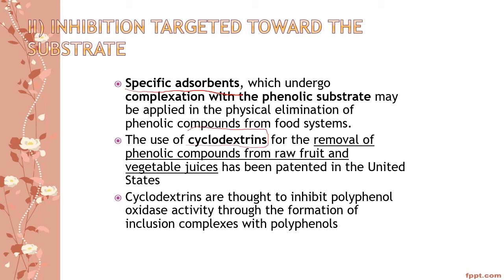Cyclodextrin is like a supramolecule that can protect the polyphenol. You have polyphenol, this is your polyphenol, and this is the macromolecule, the supramolecule, the cyclodextrin. So it can form like a barrier here, so your polyphenol will not react with the PPO. It can protect the polyphenol here from reacting with the PPO and avoid browning.